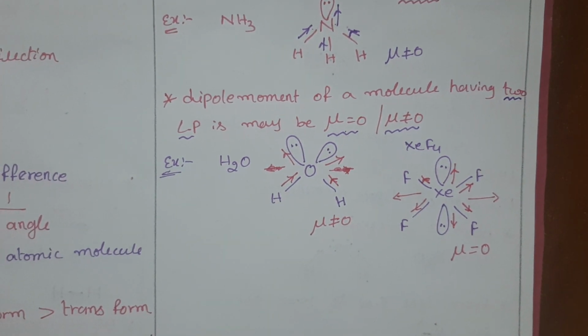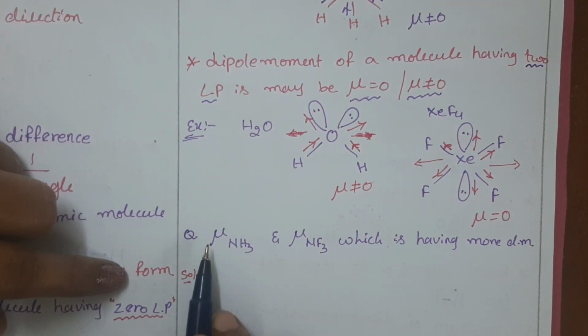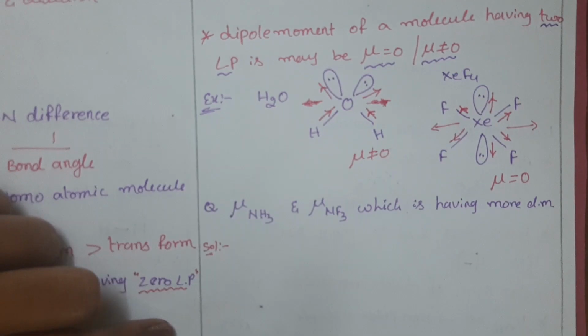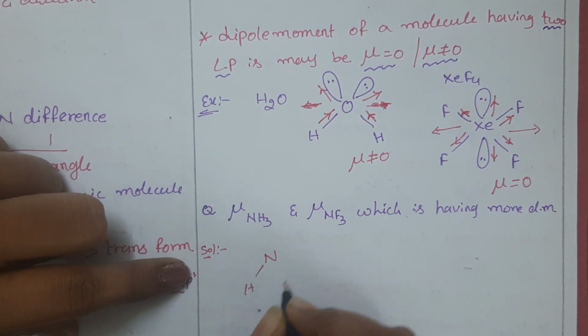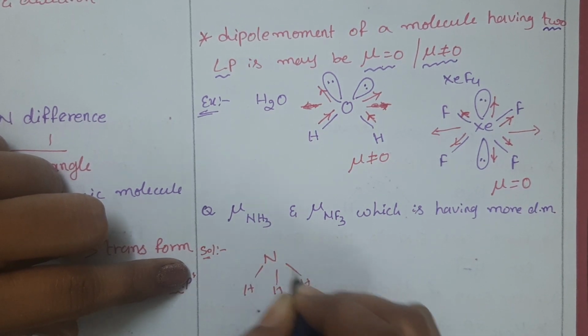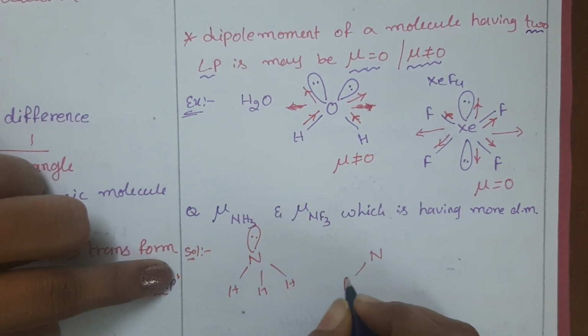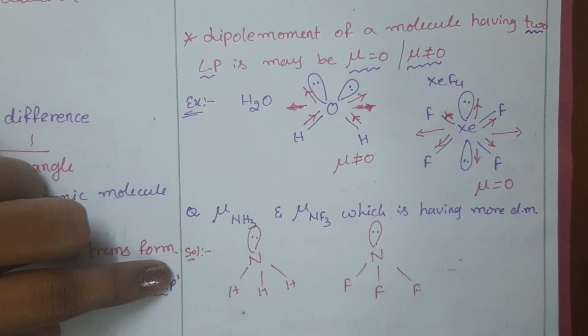Next, one more question is there here. I will give one question. Between NH3 and NF3, which is having more dipole moment? Let us see here. To know the dipole moment, first you have to draw the structures: N, H, H, H and lone pairs. And for NF3 also F, F, F and lone pairs.